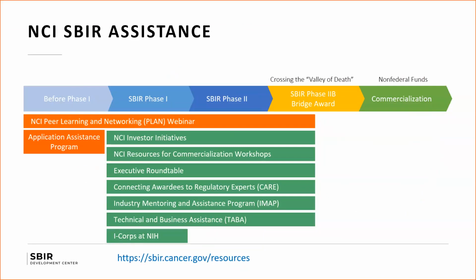First, there's the applicant assistance program I'm going to talk about on the next slide, so I'm not going to mention it here. But the NCI plan webinars, we have a webinar series where we bring in previously successful grantees, and they'll talk about how they addressed a specific problem. So this is an open webinar series, I believe. And if you sign up for our notifications on our website, which is sbir.cancer.gov, then you, I think, will receive notice of these.